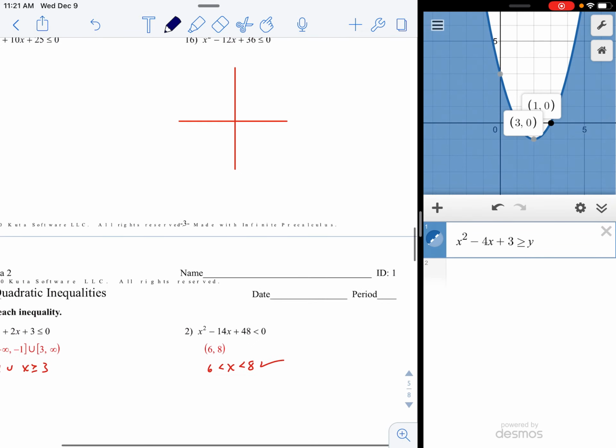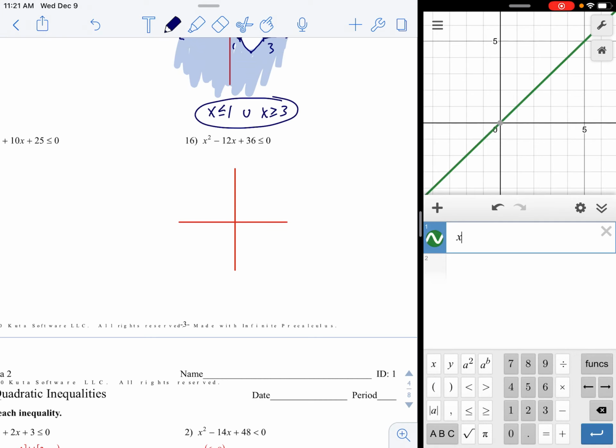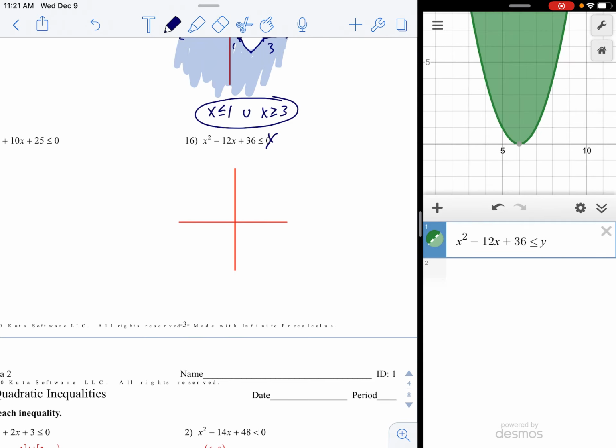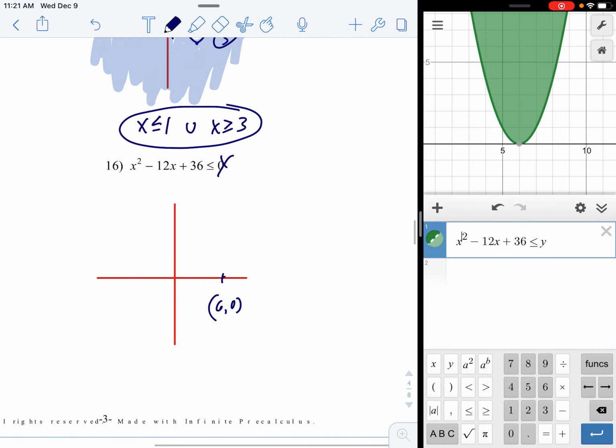Finally, number 16. X squared minus 12x plus 36 less than or equal to y. Again, use y, not 0. Now here's our graph. I'm going to go ahead and draw the graph over here. So 6, 0 is the vertex. I know sometimes I just use the x, sometimes I use the point. It doesn't matter that much to the big scheme of things. Solid line upward, shaded inside.